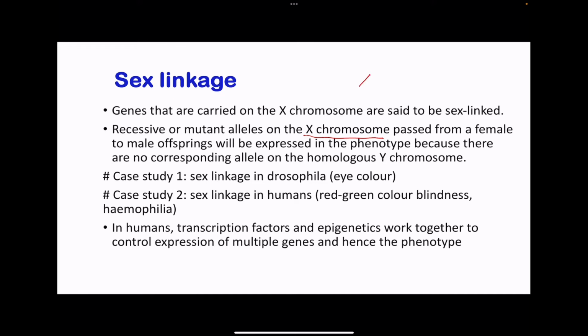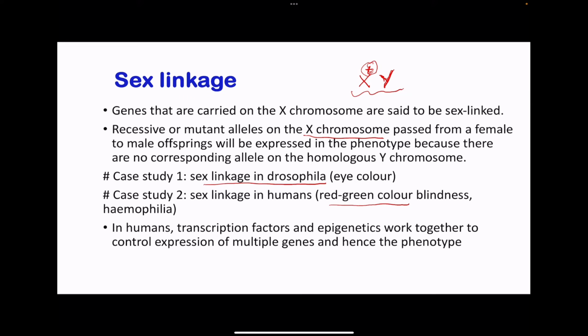And again, remember, males have only the X and Y, and if there is a genetic condition from the mother, since the Y chromosome doesn't have any other alleles that are similar in order to be dominant over these, it means this is going to be expressed because it's going to be the only allele present, and this genetic condition is going to be expressed in the phenotype of that male. So expect exam questions to give you case studies like sex linkage in Drosophila for eye color, and case studies for sex linkage in humans, the red-green color blindness, hemophilia, and so on.